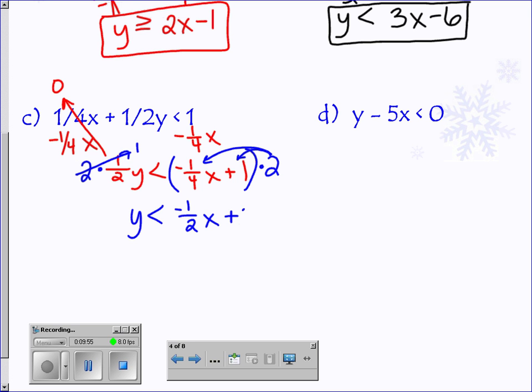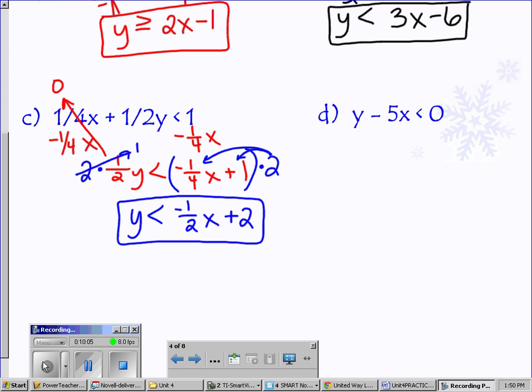And 1 times 2 is 2. So our inequality is y is less than negative 1/2 x plus 2.